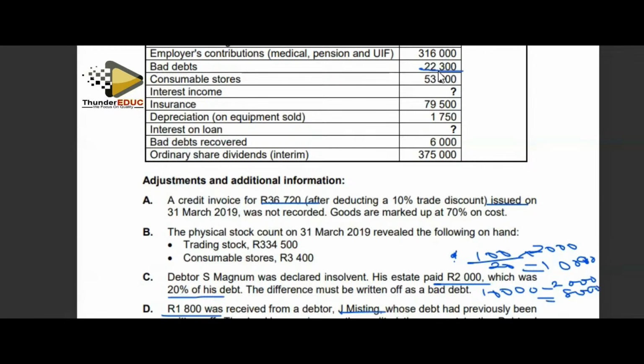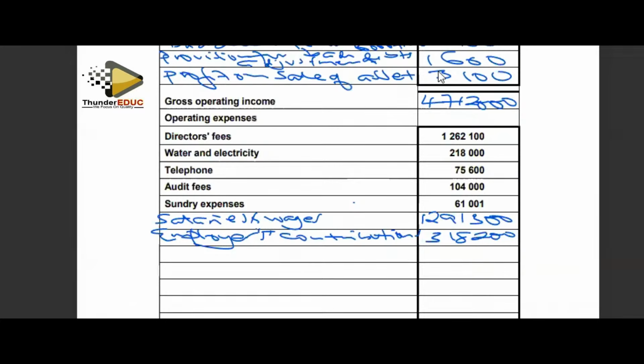So we are going to add this 8,000 to this 22,300. Then we get the full amount of the debts we lost. Remember, bad debts, we said that these are the debts which we have lost or people cannot pay. So these are called the bad what? Bad debts.